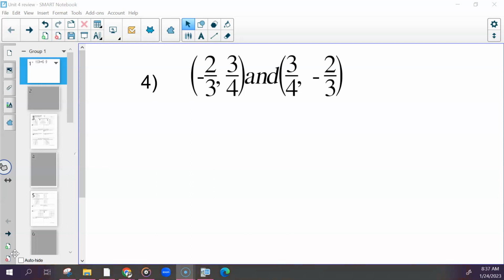Can go back and do this one. I just wanted you to have at least this example because I don't believe there are any slope with fractions on the review itself.